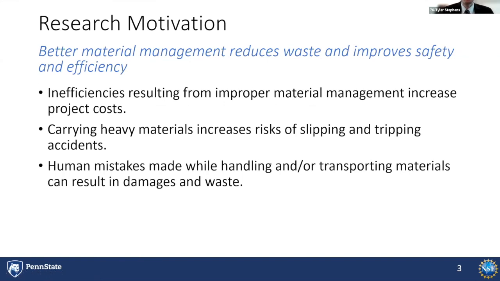This research was motivated by the desire to both reduce waste as well as to improve construction efficiency and safety. The inefficiencies in construction often occur due to equipment not being available for construction workers as they're trying to deliver materials to their work faces. Workers delivering materials by hand, if the materials are heavy, this can increase risk of slipping and tripping accidents. As well, human mistakes can also be made while handling and transporting materials, resulting in materials being damaged or wasted.